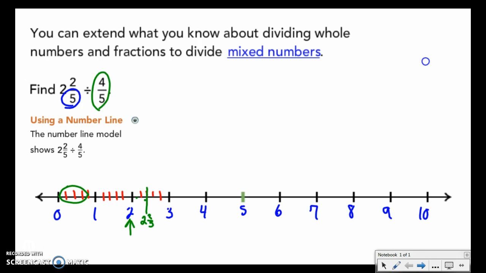That's 1 of the 5ths, or 1/4 of the 5. So you're going to see how many 4/5 you're going to get. That's the main goal.